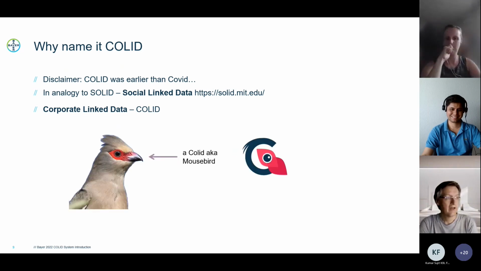Also, we needed an icon. And there is a family of birds called mouse birds or colids. So we thought, yeah, that's a good match. So that's why we have this icon. And so that's always good.